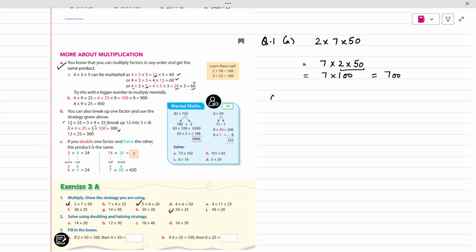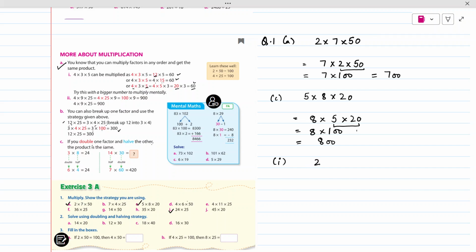Then we have question number C here, which is 5 multiplied by 8 multiplied by 20. Here also I am doing the same thing. I am changing the order. I am keeping 8 here on the first place and then I am moving 5 to second place, and then 5 into 20. Now I am multiplying these two together and keeping 8 as is. 5 into 20 will give me 100. So we are left with 8 multiplied by 100, which is equal to 800. Right? Easy.